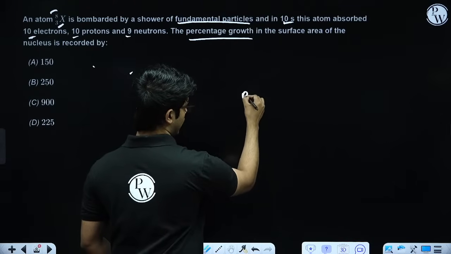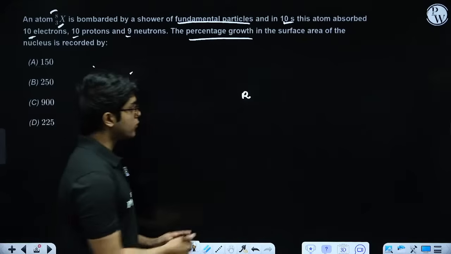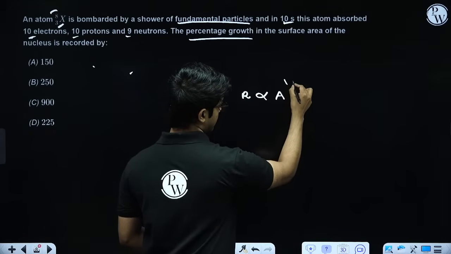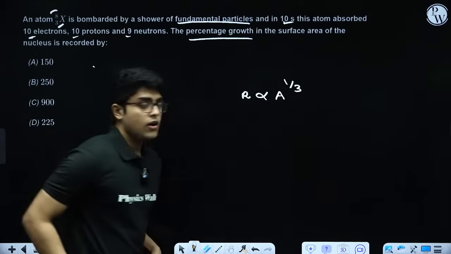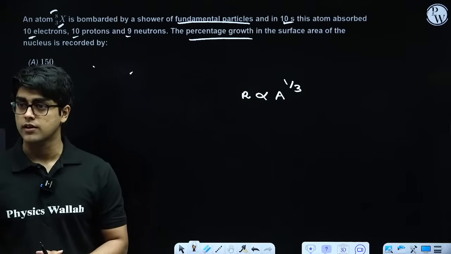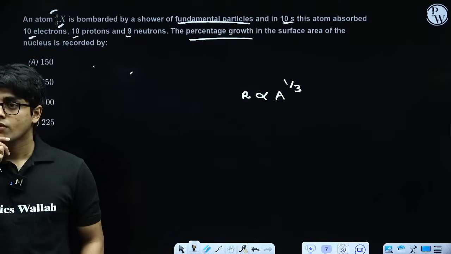The radius of the nuclei is in fact proportional to the mass number of the nuclei raised to the power 1 by 3. This is a formula which most of you must know, if you have covered nuclear physics.